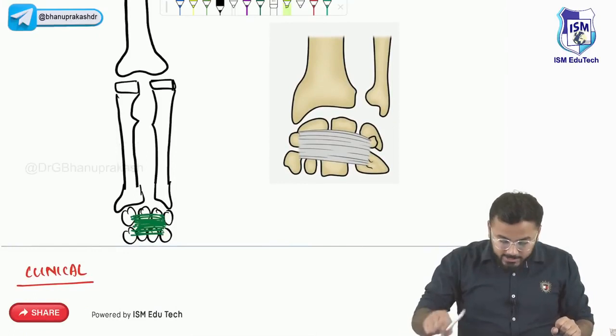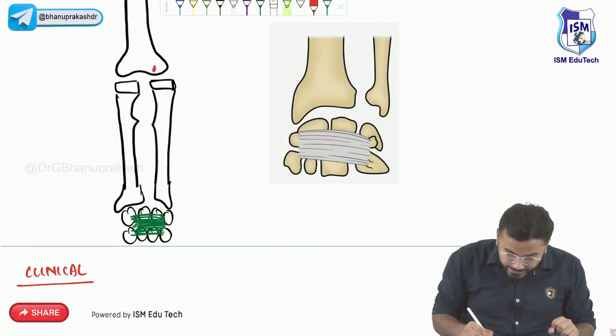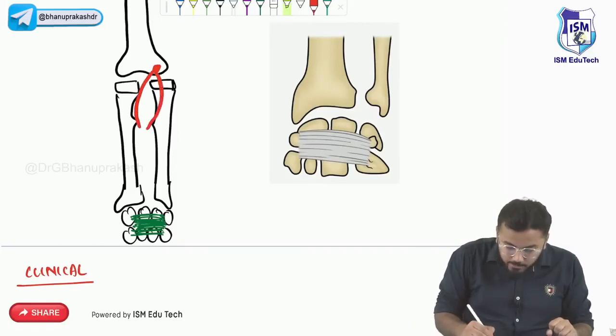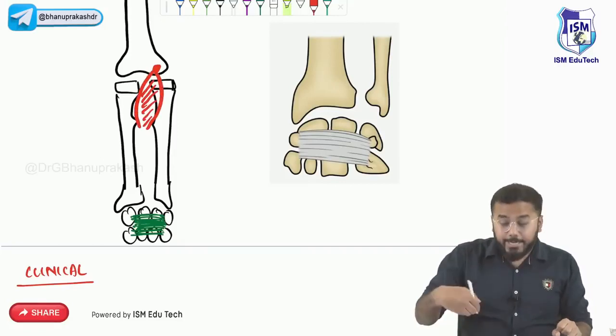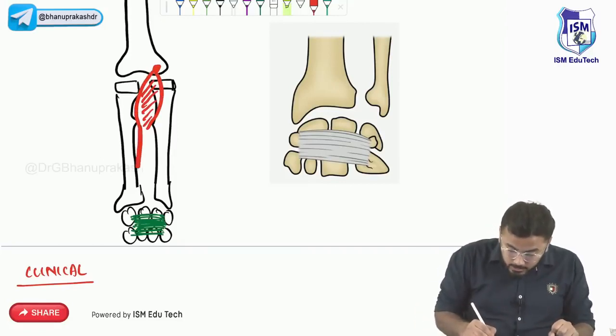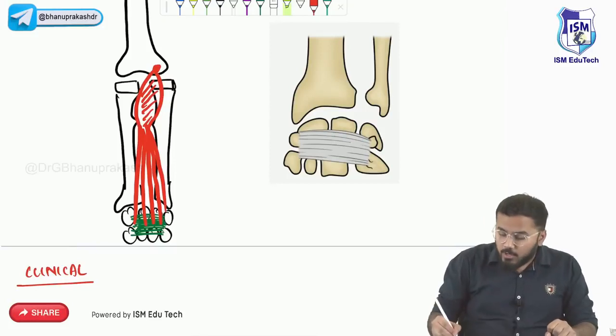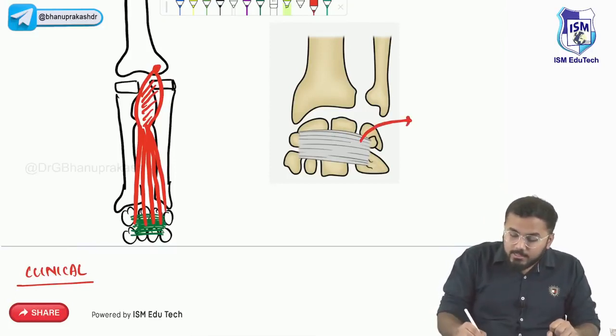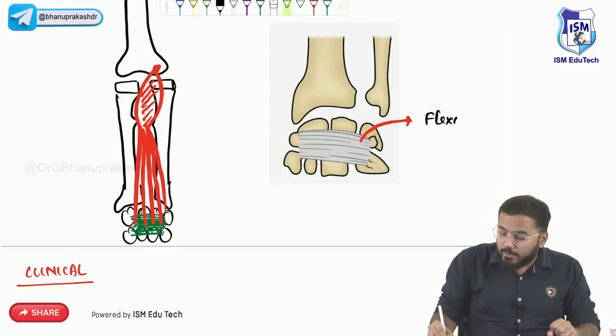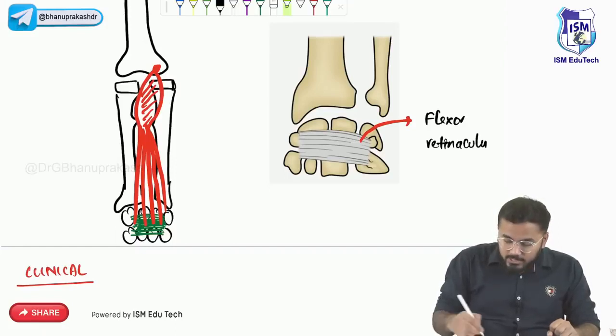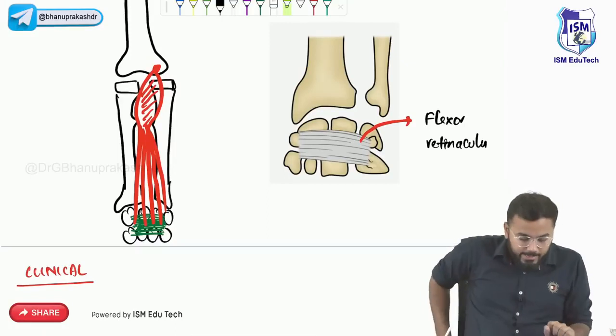Next important muscle. This muscle also starts from the medial epicondyle like this. And this muscle has got a short belly, but the tendons of this muscle are too long, guys. They are too long like this. And they are attaching to this green color thing. What is this green color thing here? This is called flexor retinaculum. So these tendons are attached to flexor retinaculum.